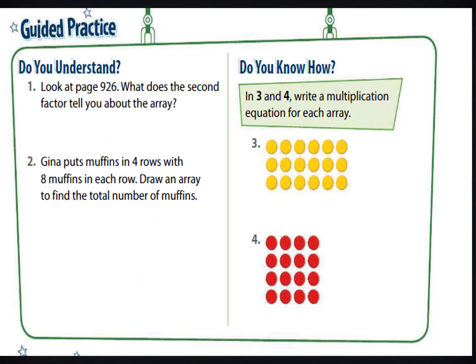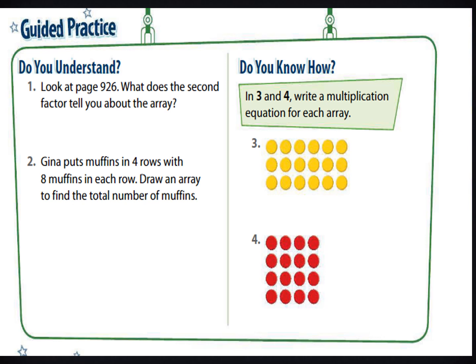Now open page 927 and follow me. Look at page 926. What does the second factor tell you about the array? I told you the number of rows multiplied by the number of columns. So, the second factor tells the number of columns in the array.